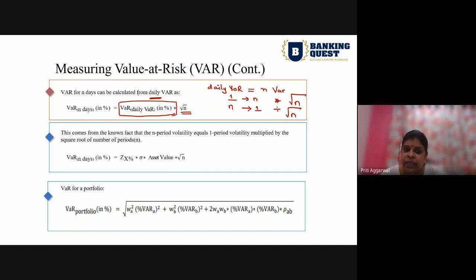So if it is a daily, I have to know the daily VAR given, let's say, a yearly VAR or 250 days VAR is known to me, and I have to calculate it for 1 day, then whatever is the VAR for 250 days, I am going to divide it with square root of n. So your n is 250. So that will give you your VAR for 1 day, right? So our T VAR can be calculated using this formula.